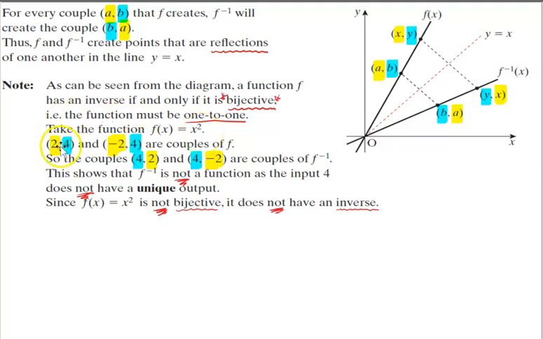Two points on that graph are (2, 4) and (-2, 4). So the couples (4, 2) and (4, -2) are couples of f to the power of -1, which stands for the inverse function. This shows that the inverse function is not a function, as the input 4 does not have a unique output. So 4 is mapping to 2, but then 4 is mapping to -2 as well, and that should not happen in the case of a function. Since f(x) = x squared is not bijective, it does not have an inverse.